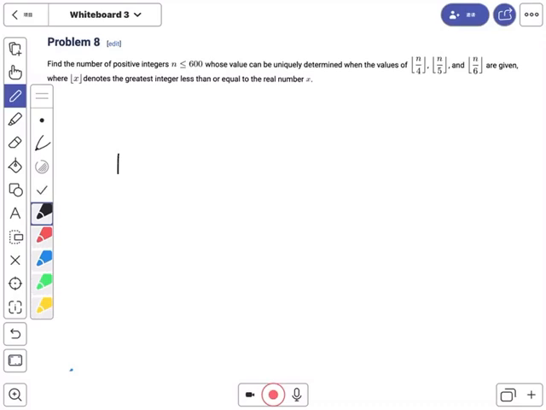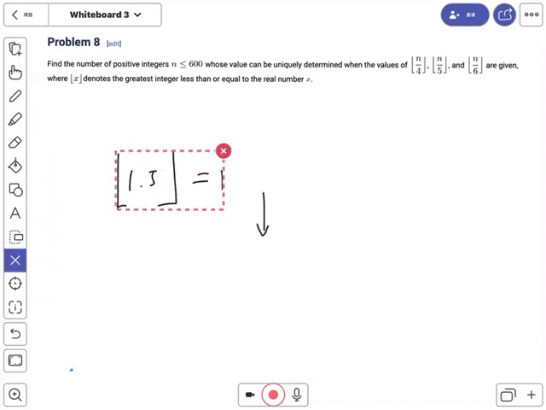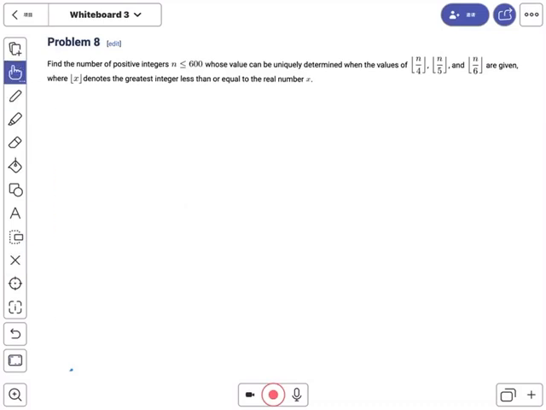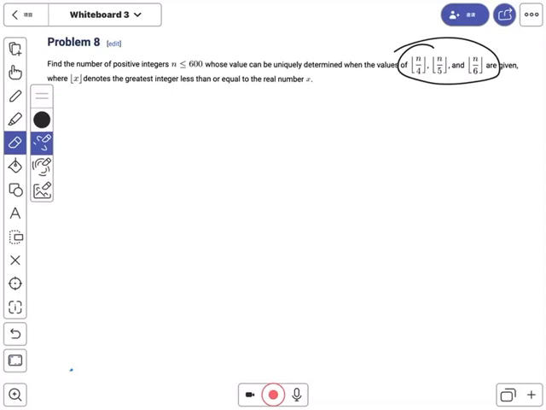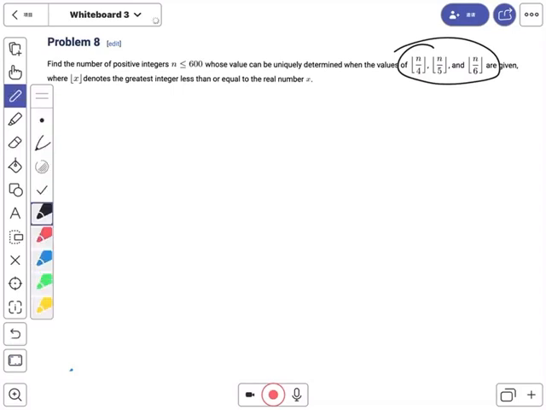So for example, the floor of 1.5 is just equal to 1, since we're basically rounding it down. Now, how are we going to start with this problem? Well, a really good technique to start off problems is to try to find some patterns. In this case, it would be helpful if we can list the set of values of these three floor values for each n, to see what kind of n would satisfy the uniquely determined condition.